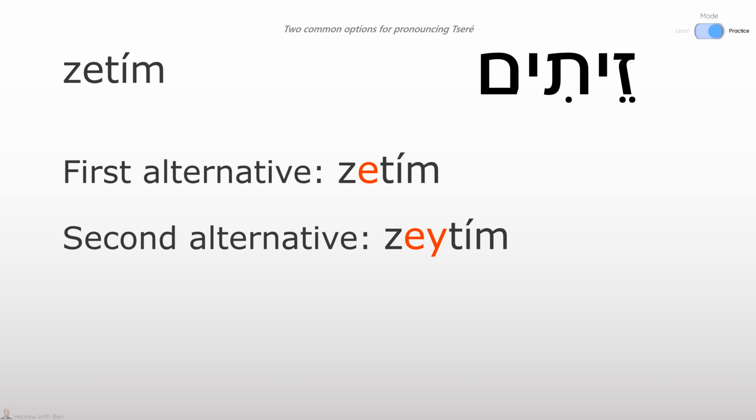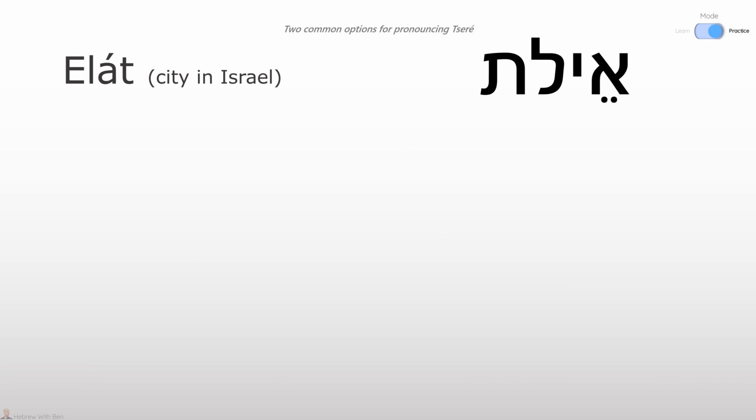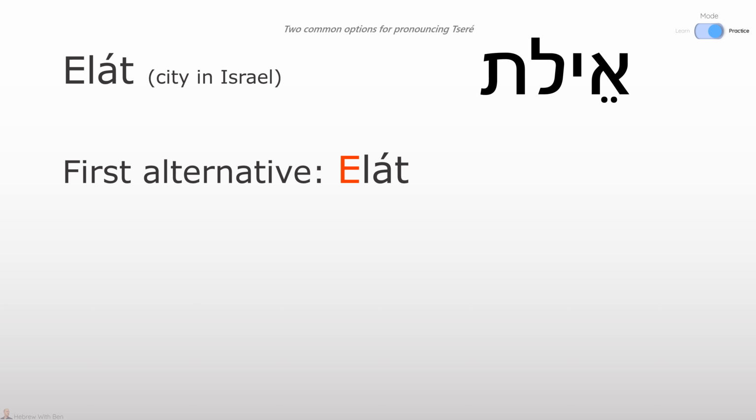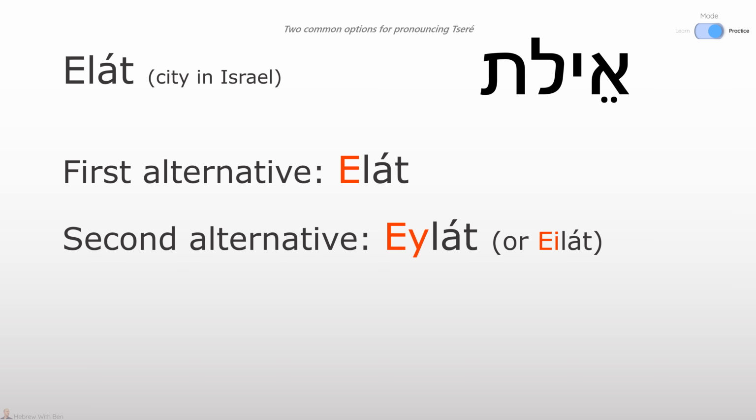This difference in pronunciation is common in modern Hebrew due to Hebrew speakers blending different language traditions borrowed from other languages. Another example is the word Elat. Elat. You may hear some people say Eilat. Eilat.